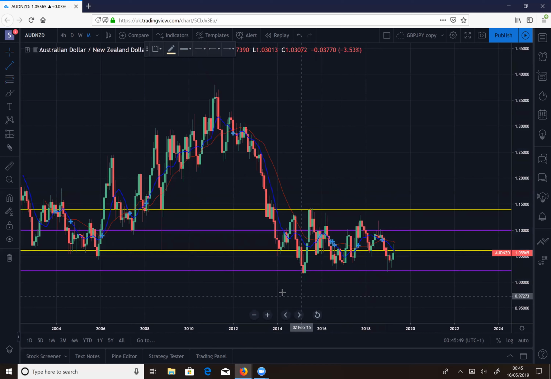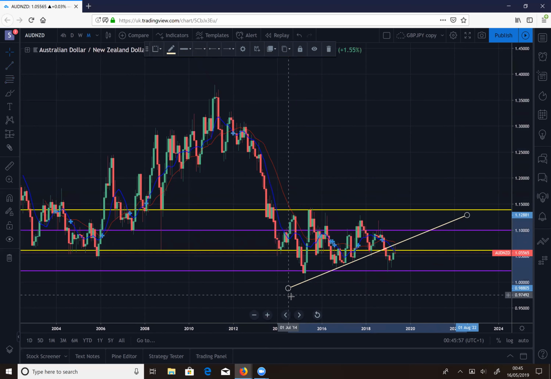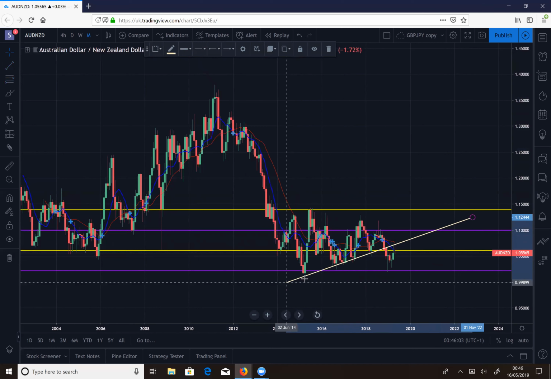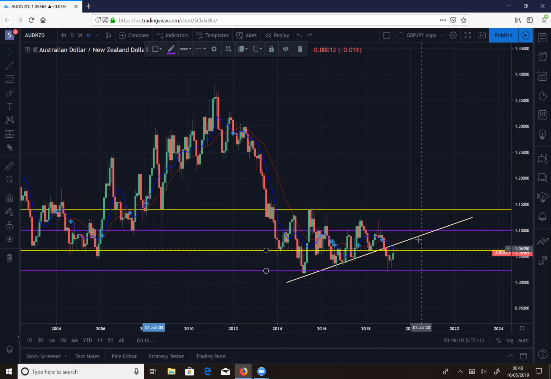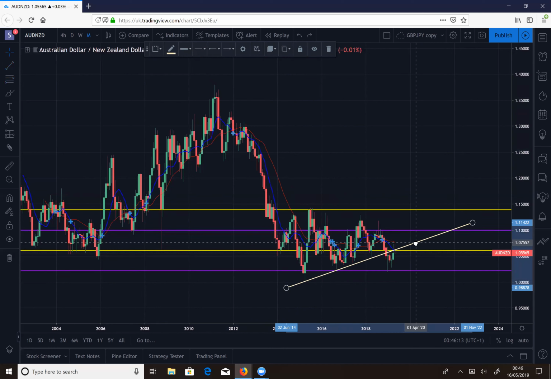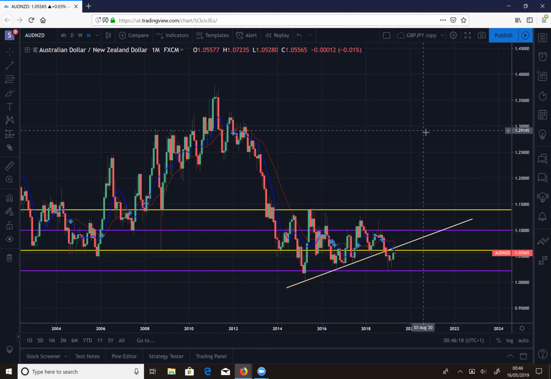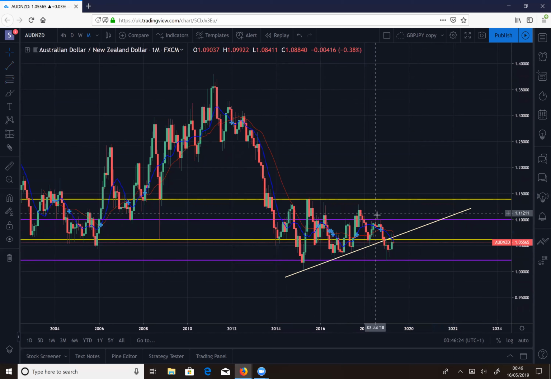Okay, so let's go and draw this here using these wicks. Okay, so I've got these wicks here. Just line it up as well as you can. Okay, there we go. Boom. So this is interesting because what we have seen is this new uptrend. We've broken below it and we're currently retesting it with 2 wicks.